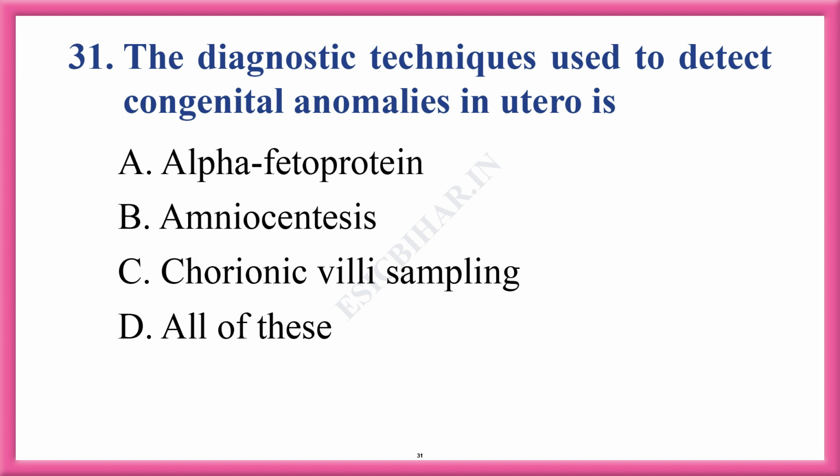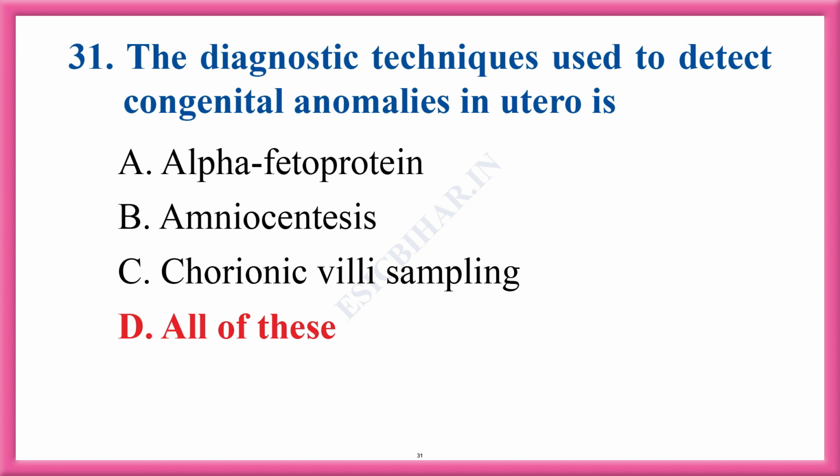Question 31. The diagnostic techniques used to detect congenital anomalies in utero is A. Alpha-fetoprotein, B. Amniocentesis, C. Chorionic villi sampling, D. All of these. And the answer is D. All of these.